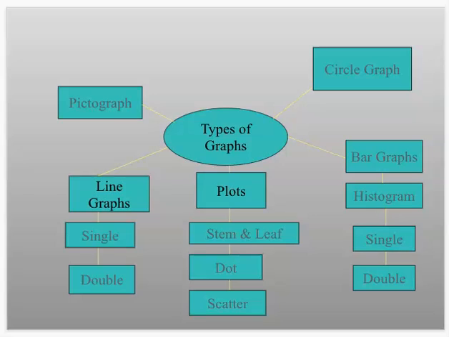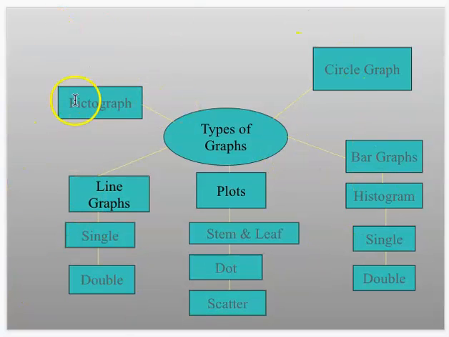All right, so let's talk about a variety of different graphs, or sometimes called data displays. We've talked about pictographs and circle graphs. We've also talked about dot plots and bar graphs. So you can see this is a web.